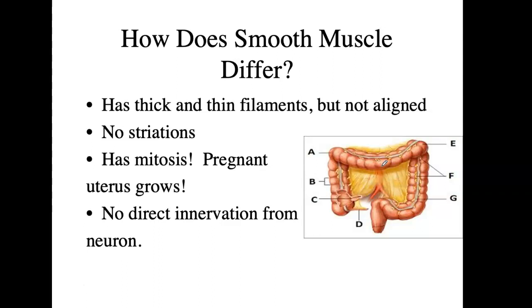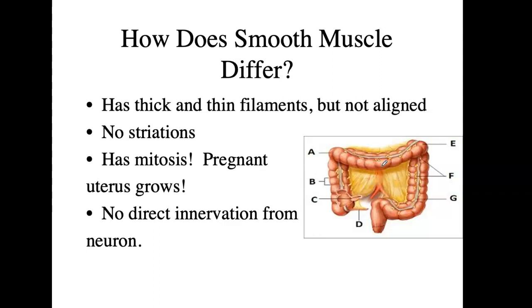Well, it too has the thin and the thick filaments, but it's different. They're not in alignment. And if they're not parallelly aligned, then guess what? You're not going to see those striations. You're not going to see the dark band and the light band. So even though it does have that ability to contract and the actin is going to slide, it's going to look different when you look at it under the microscope.